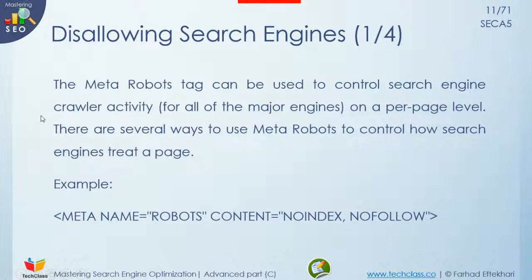And also, there are some tags in order to disallow search engines. We can use these meta tags. The meta robots tag can be used to control search engine crawlers actively for all the major engines on a per page level. There are several ways to use meta robots to control how a search engine treats a page. And here's an example. We have meta name robots and then content, noindex, nofollow. In the next slide, we're going to get introduced to these keywords as well.